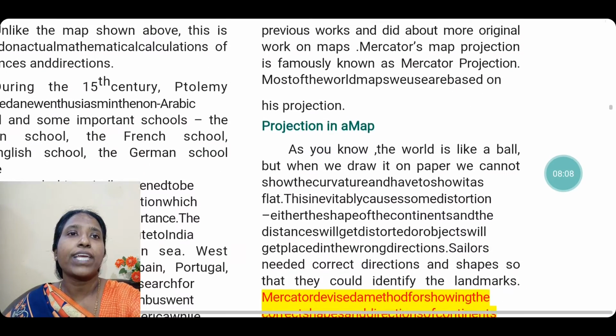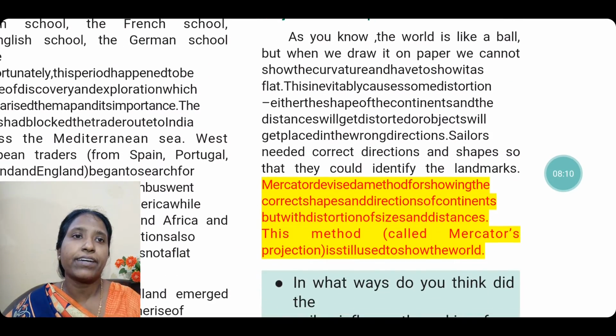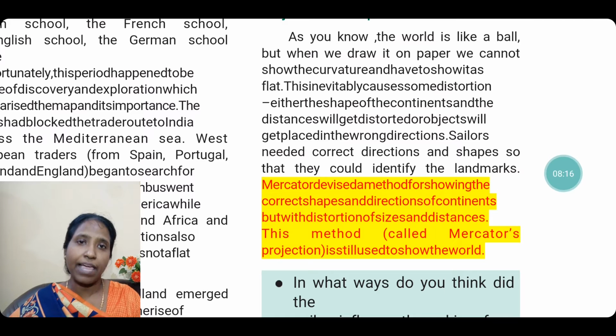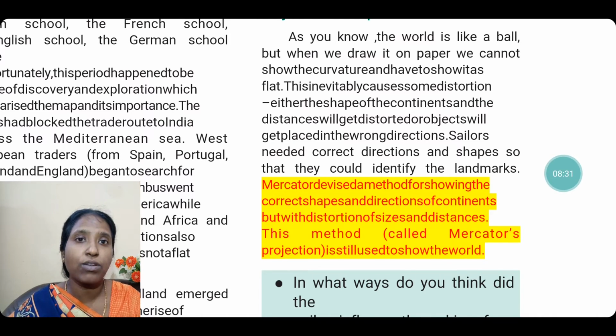And then you can see that Mercator devised a method of showing the correct shapes. Now you see the land is 3-dimensional, but the map is 2-dimensional. Now when we make this 3-dimensional thing into a 2-dimensional thing, there is a bit of change in the shape, but the contours and the height and all should be seen on the map.